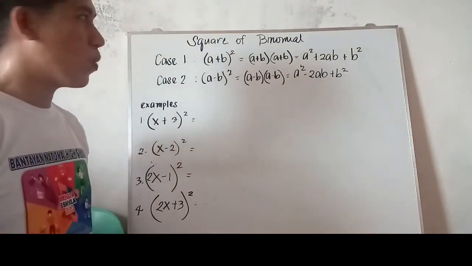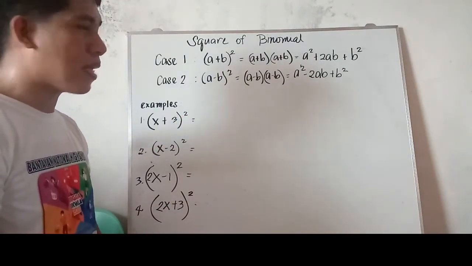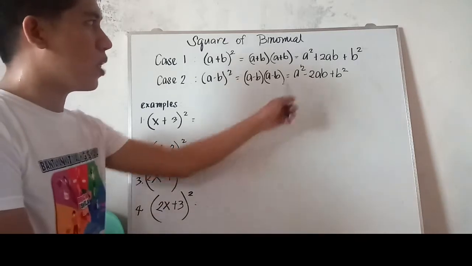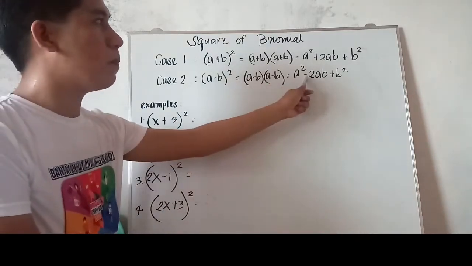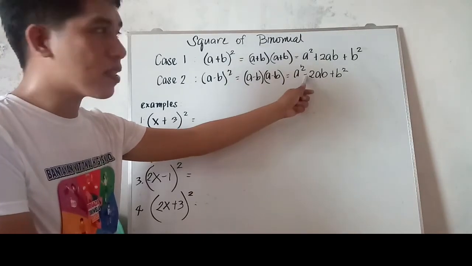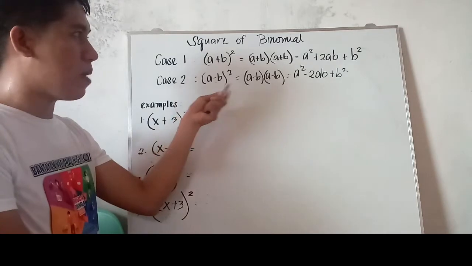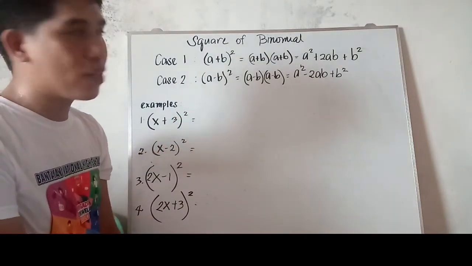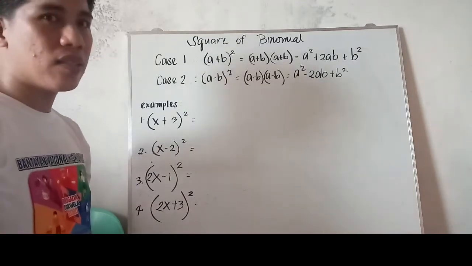Case number 2 is we have (a - b) squared. So that is equal to (a - b) times (a - b), which is equal to a squared. We will take the square of our first term, then get twice the product of a and b, then the square of our last term, which is b. So that is case number 2.